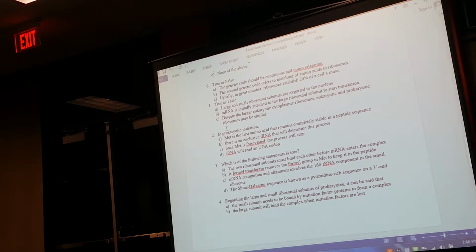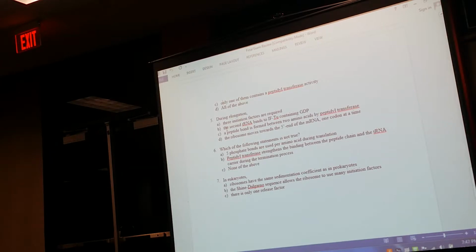Regarding the large and small ribosomal subunits of prokaryotes, it can be said that the small subunit needs to be bound by initiation factor proteins to form a complex. We know that does happen in initiation. The large subunit will bind the complex when initiation factors are lost. We remember that the smallest subunit is where the mRNA is initially bound, and during initiation factors come in. But the large subunit is not allowed to come in until the initiation factors are removed, so that is true as well.